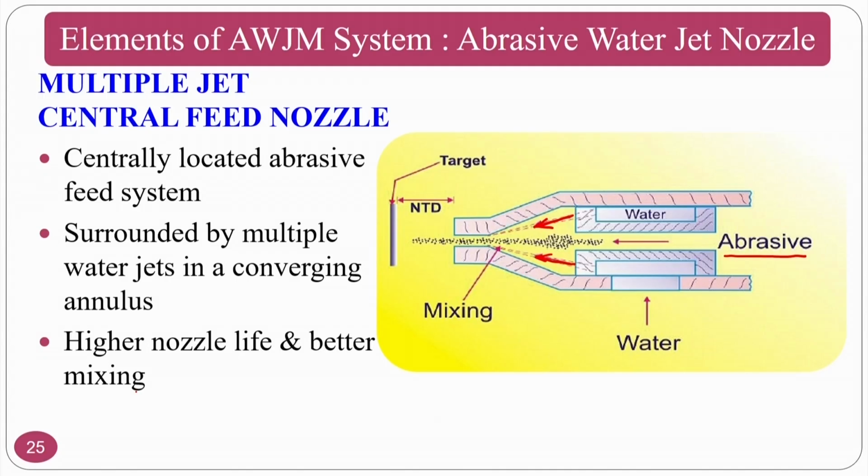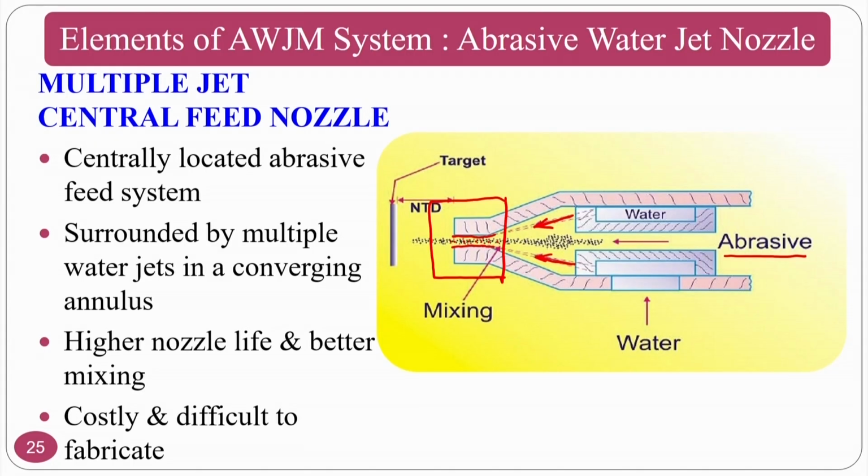Because the main concern here is the water being on the outside. If you concentrate on this particular section, water is coming like this and the abrasive jet is coming like this. So the advantage is that water is in contact with the nozzle material, not the abrasives. There will be chances of abrasives also coming into contact, but mostly water comes in contact with the nozzle. So the nozzle life will increase enormously. However, this nozzle is slightly costly and difficult to fabricate because you have multiple water jets and other things. So you need to do a lot of micro machining work.